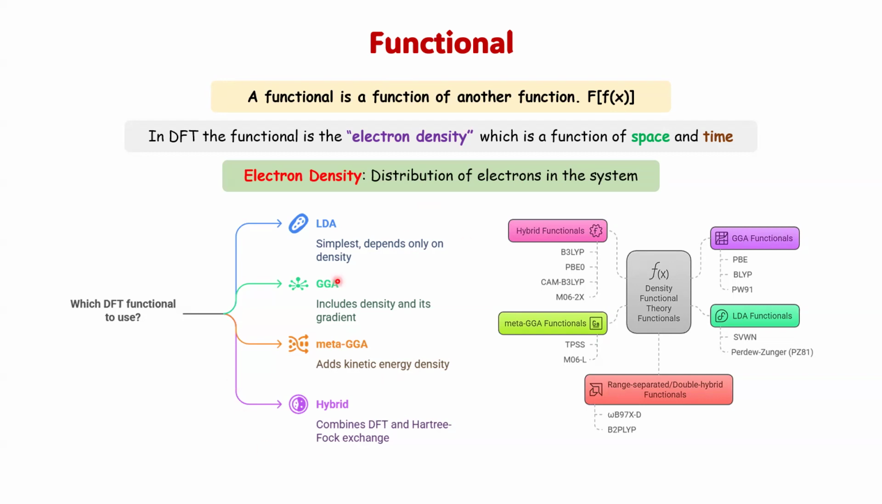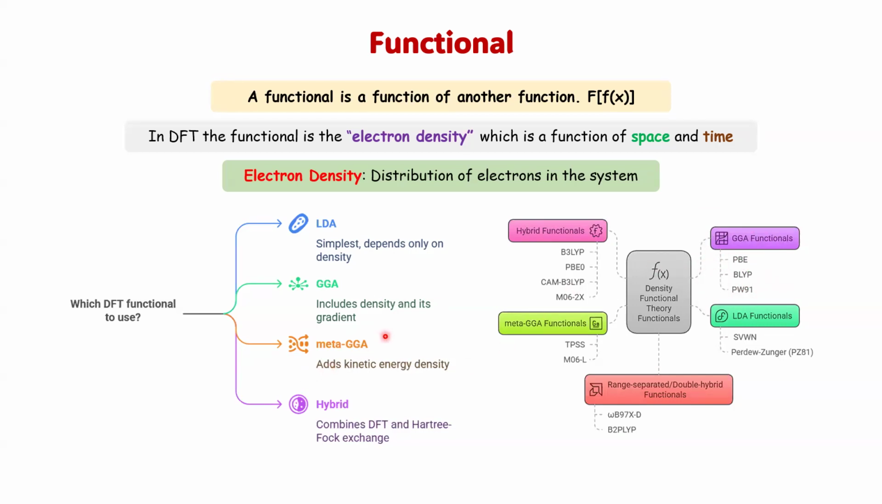So this GGA functional will give more accurate results compared to the LDA, but at the same time it will take more time to complete the calculation compared to the LDA. These types of functionals are better for molecular systems, like organic or inorganic molecular compounds. If you want to study those, in that case these GGA functionals are more preferable. For example, you can see here PBE, BLYP, PW91. These are some examples of GGA functionals.